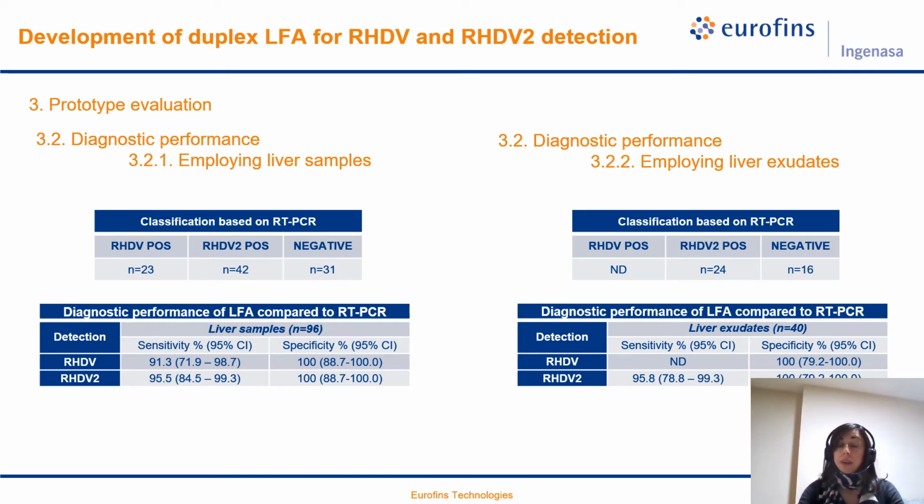Regarding the liver exudates, they were also classified by RT-PCR, but in this case, only negative samples and positive to RHDV2 could be studied. The sensitivity for the detection of RHDV2 was 95.8%, and the specificity was also maintained at 100%.